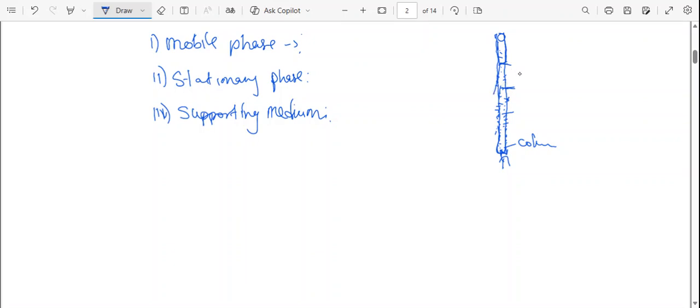A supporting medium is a column or a solid surface on which the stationary phase is coated or bonded. All right, so a supporting medium is a medium on which the stationary phase is bonded or coated. So that's what we call a supporting medium.